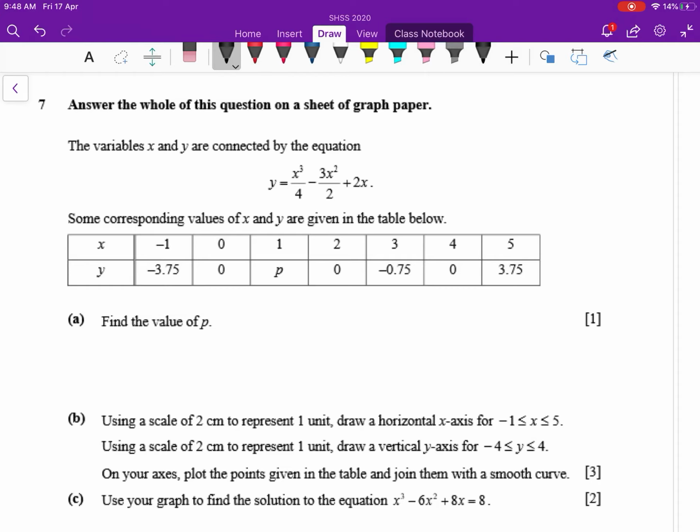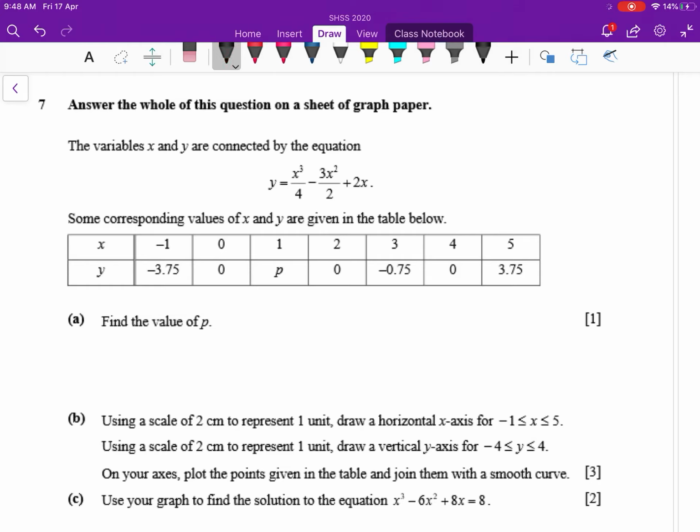Now, I know this question says answer the whole of this question on a sheet of graph paper. However, in the new syllabus, you will not be answering the whole of this question on a sheet of graph paper. Instead, you will be writing the answers on the question paper itself. So it's a new format that you got to get used to.